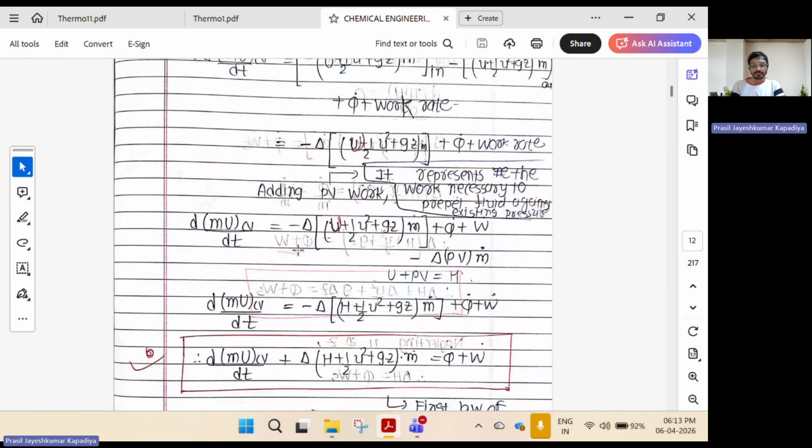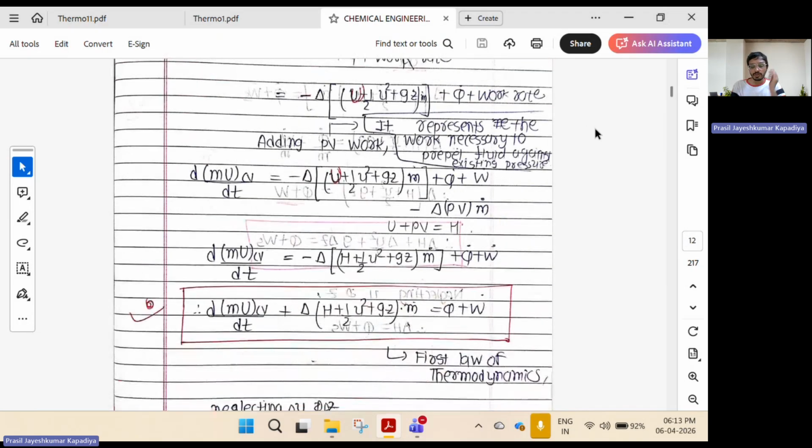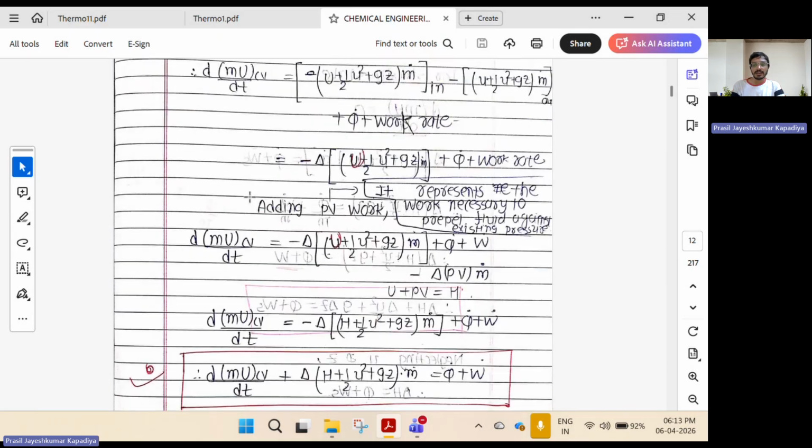Now we should add PV work here, because when fluid is entering, it is entering with some pressure and volume, and it is leaving with some pressure and volume. So we need to add PV work; it represents the work necessary to propel fluids against the existing pressure. So I can write this difference, plus Q plus W, minus delta of PV into m dot. Now we know that U plus PV is H.